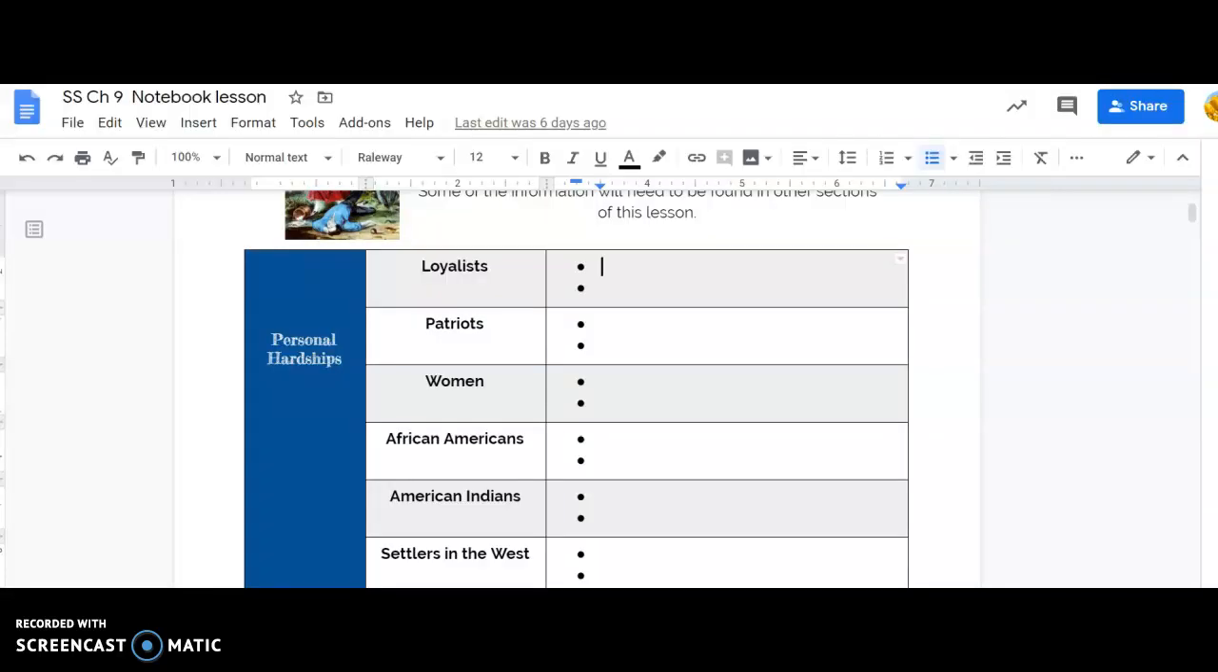So let's look at our notes chart. What can we add here? Personal hardships of loyalists could split up families and friendships. And you could say the same for the Patriots as well. It was very divisive. Those who wanted to stay loyal to Britain and those who wanted to go full into independence.